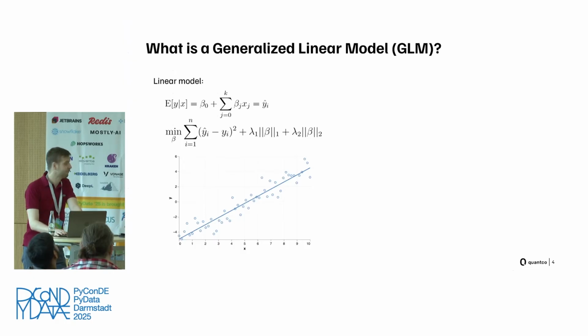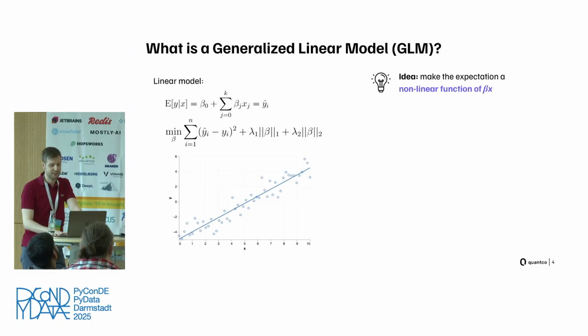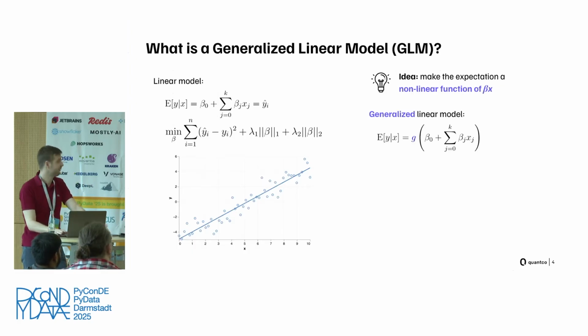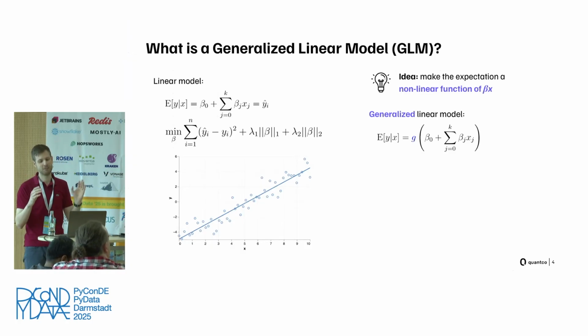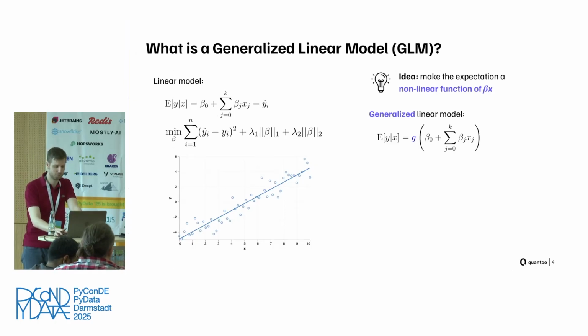So this is what a linear model is. What is a generalized linear model? We generalize it by making the expectation a non-linear function of this linear combination. So instead of having just this sum, we put it in some function. Let's call it g. It can be any function, and any is a bit misleading, but it can be some non-linear function.